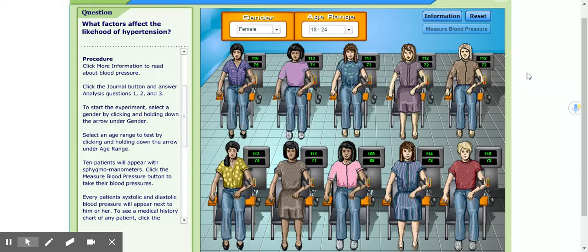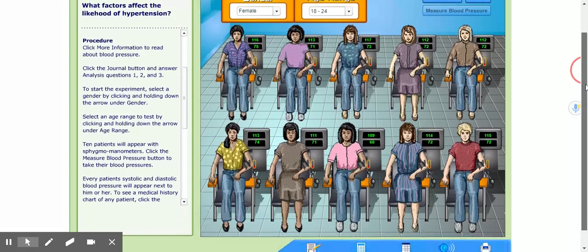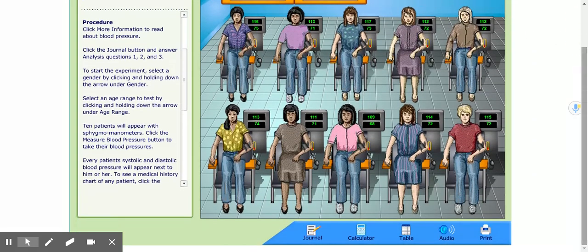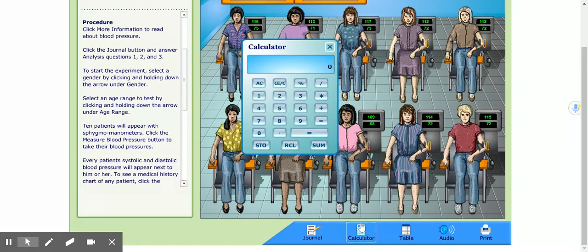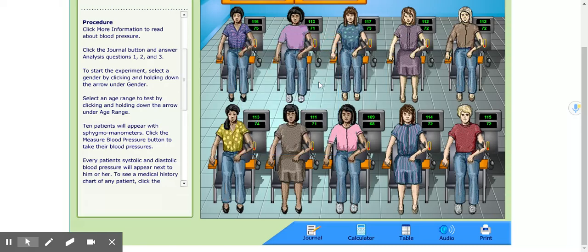And what this virtual simulation has you do is it has you calculate the average, and you can actually use their calculator in order to be able to calculate that average. I'm going to actually calculate that average for you and pop it into the table so that you don't have to waste your time doing that. So those are the 10 women that were chosen.